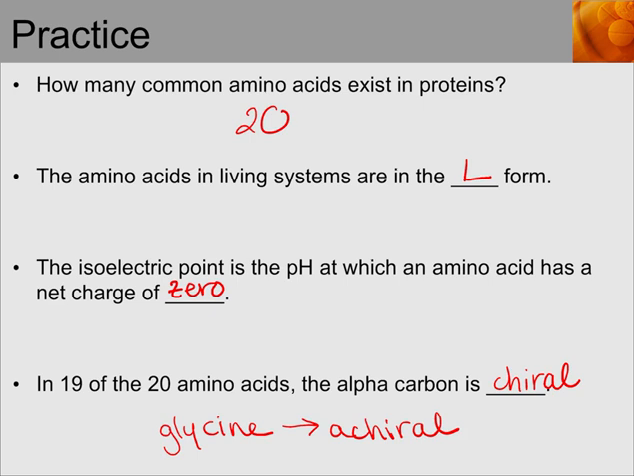Okay, we'll stop there. Next time we're going to start diving into some amino acid reactions, because that's going to lead us into how proteins are formed. So I will see you then.